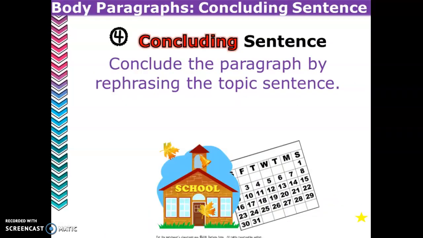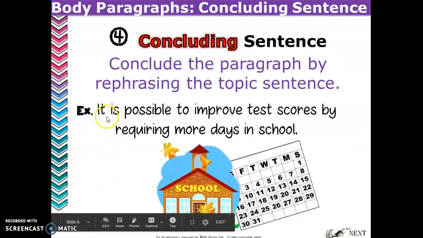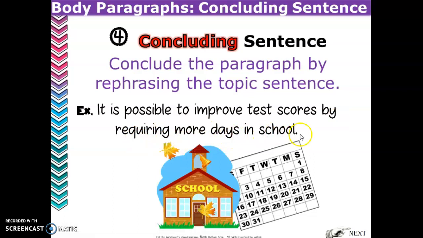Then you'll want to have a concluding sentence in your paragraph. Each paragraph will need to have a concluding sentence. And you'll want to conclude the paragraph by rephrasing the topic sentence. So it's a pretty easy thing to do. You don't want to repeat it exactly when you write this concluding sentence, but you just rephrase the topic sentence of your paragraph. Here's an example. It is possible to improve test scores by requiring more days in school.